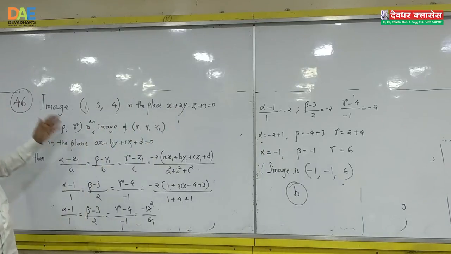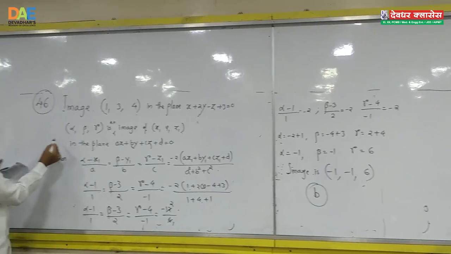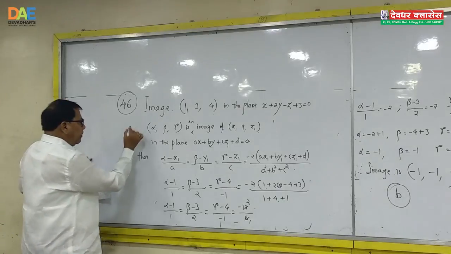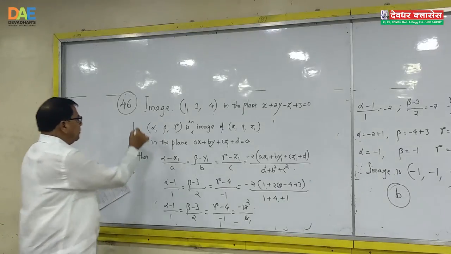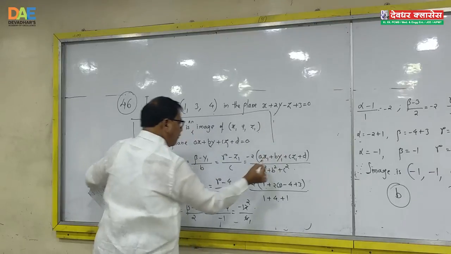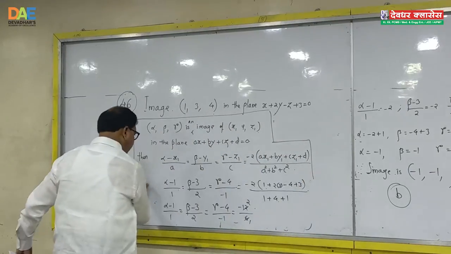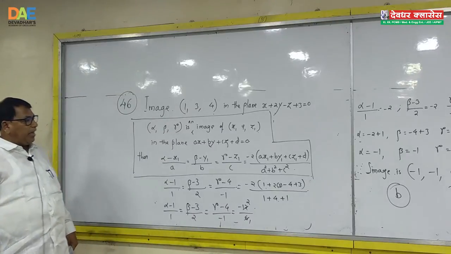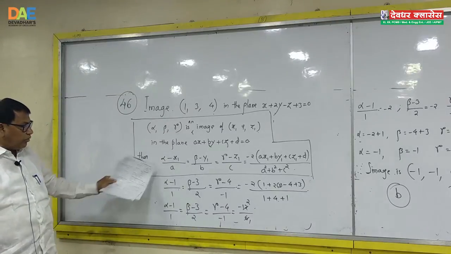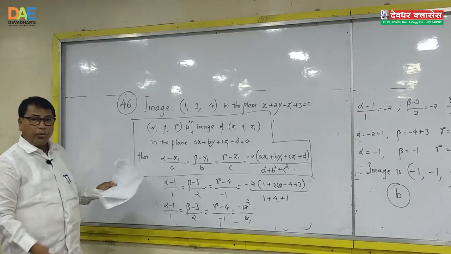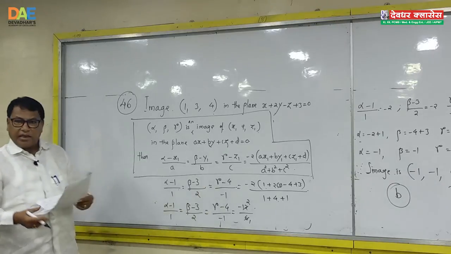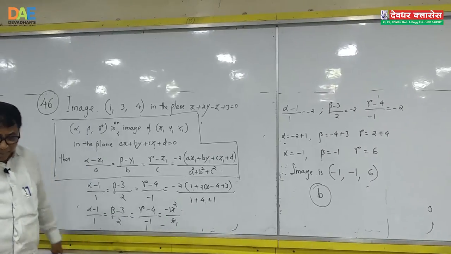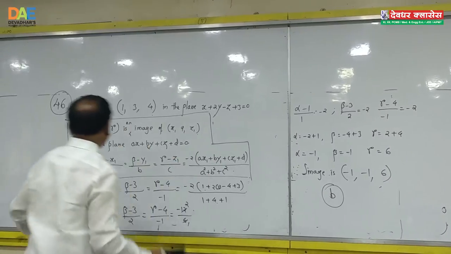I took an example precisely because so many students don't know exactly how to find the image directly. So remember that (alpha, beta, gamma) is an image of (x1, y1, z1) in the plane ax plus by plus cz plus d is equal to 0. Then remember this result. This will give you a very easy form to find the image there. Right. Followed? Right. Next, example number 45.